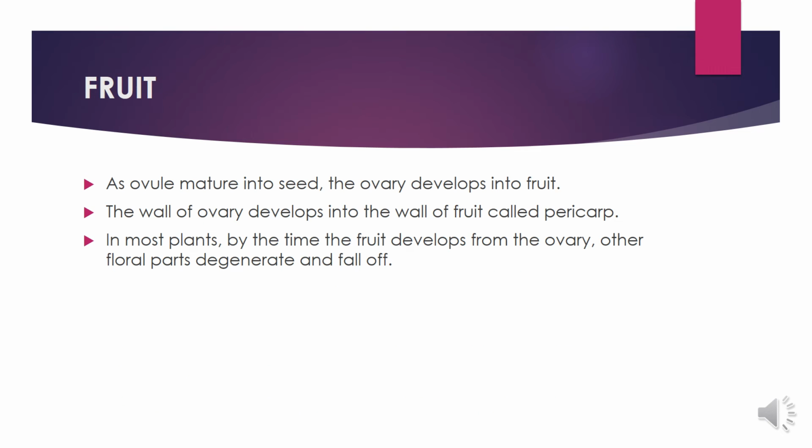Now next, and our almost last topic, is the development of fruit. As the ovule matures into seed, students, you know that the ovary develops into the fruit. The wall of the ovary develops into the wall of the fruit called pericarp. In most plants, by the time the fruit develops from the ovary, other floral parts degenerate and fall off.